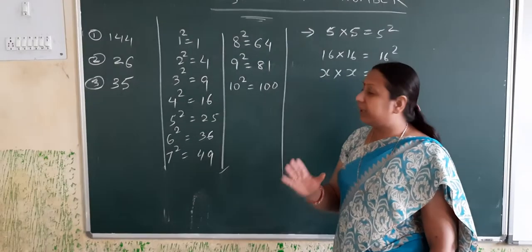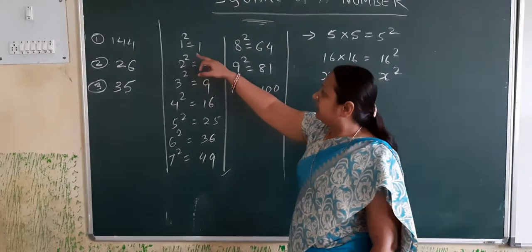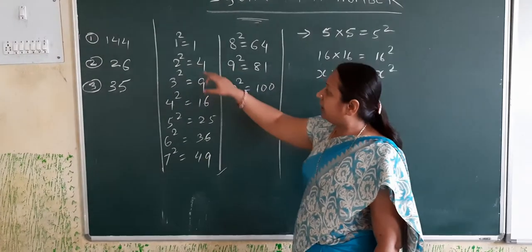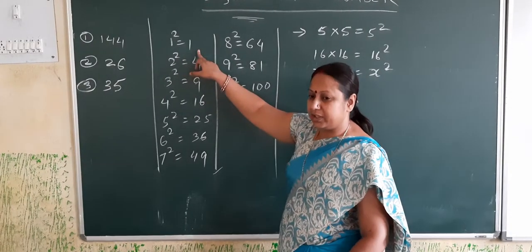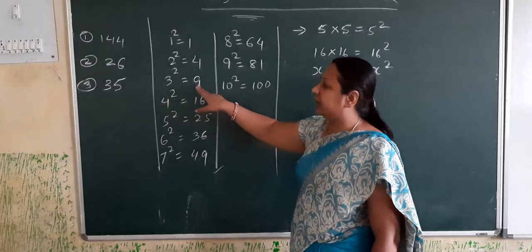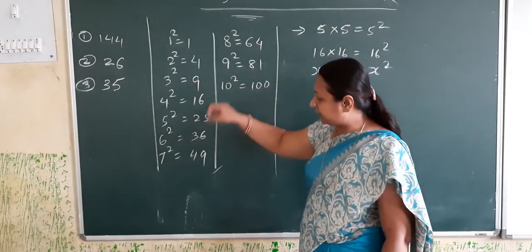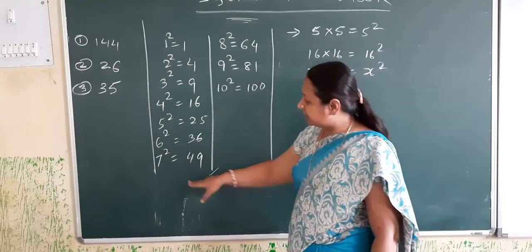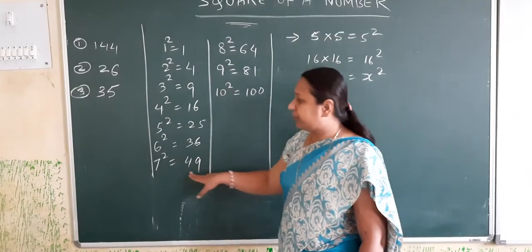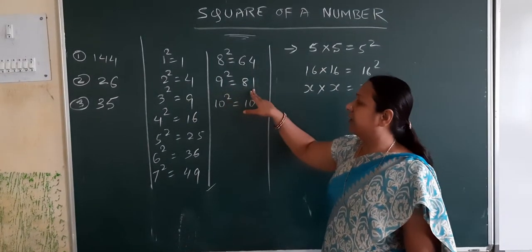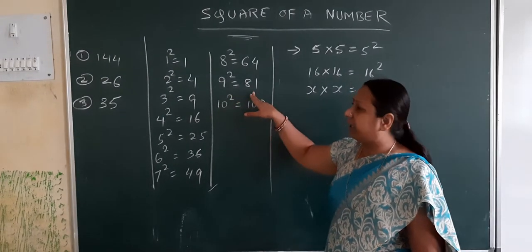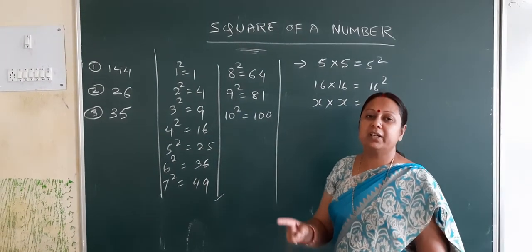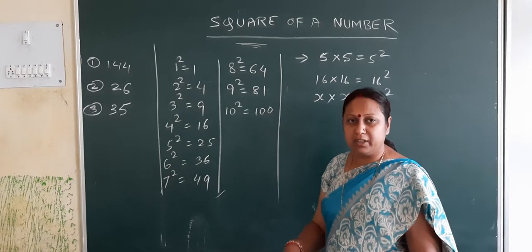You understand odd numbers and even numbers. Here the odd numbers are 1, 3, 5, 7 and 9. See, square of 1 is 1, and 1 is also an odd number. Square of 3 is 9, 3 is an odd number and 9 is also an odd number. Square of 5 is 25, 5 and 25 both are odd numbers. Square of 7 is 49, 7 and 49 both are odd numbers. Similarly, square of 9 is 81, 9 and 81 both are odd numbers. So here we see that the square of an odd number is always an odd number.